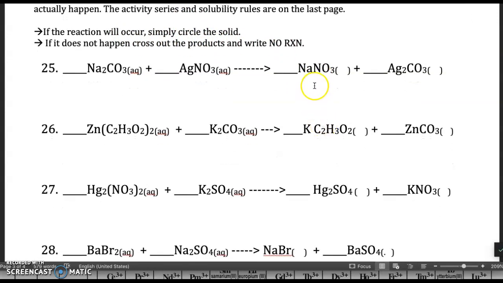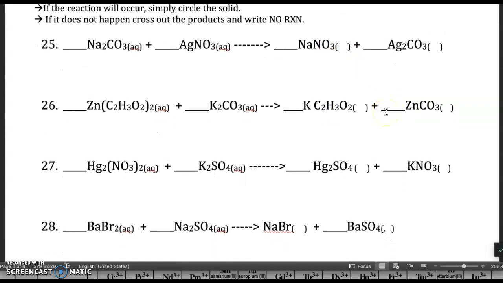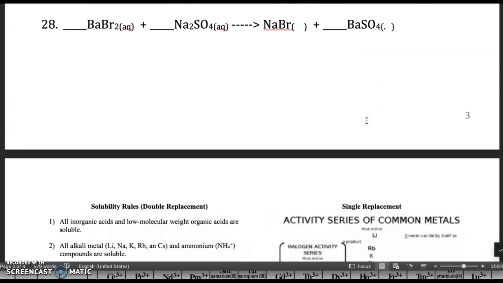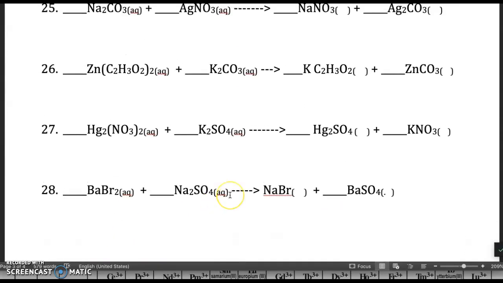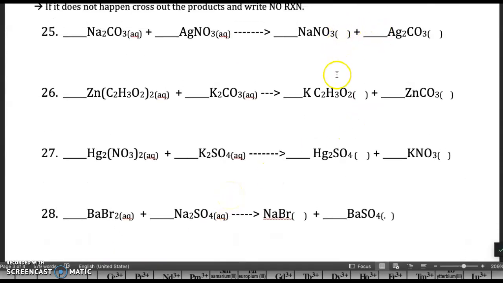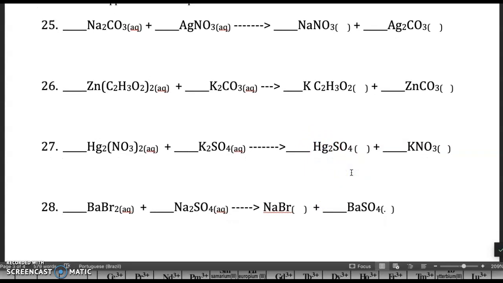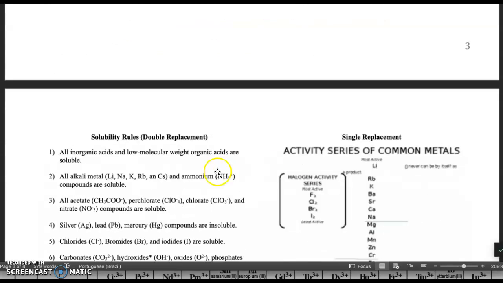So I'm going to go through and do all of these first to identify the products as aqueous or solid. That's what my solubility rules here tell me. All acids are soluble. So for us, I look up here, do I have any acids? Acids start with H. If I see H here, oh, it's Hg actually. That's a mercury compound. So I actually don't have any acids. So that rule doesn't help me.